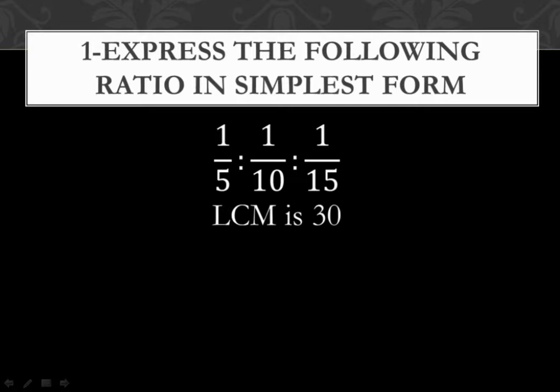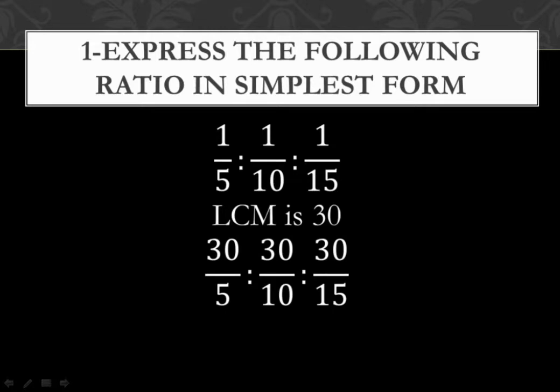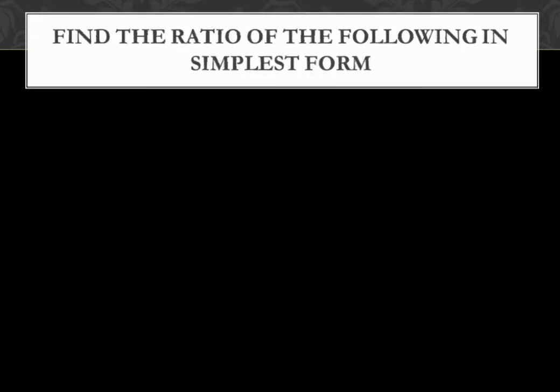You know how to take the LCM? Now because this is a ratio, I can multiply or divide by anything. Here 30 is the LCM, so I will multiply each fraction by 30. I can write this as 30 upon 5, 30 upon 10 and 30 upon 15. Now 30 upon 5 is 6, 30 upon 10 is 3 and 30 upon 15 is 2. So I can write this as 6 is to 3 is to 2. Now we come to the next question.